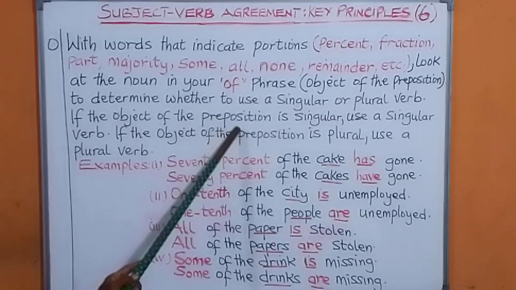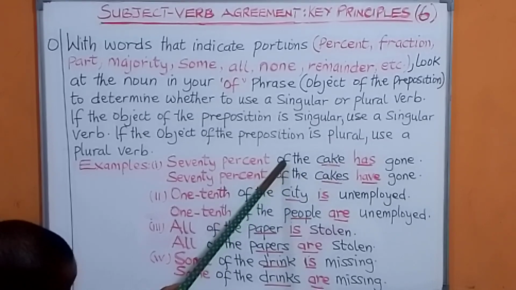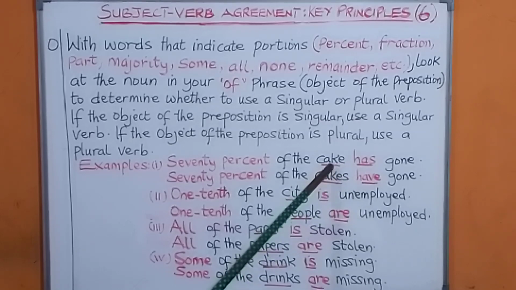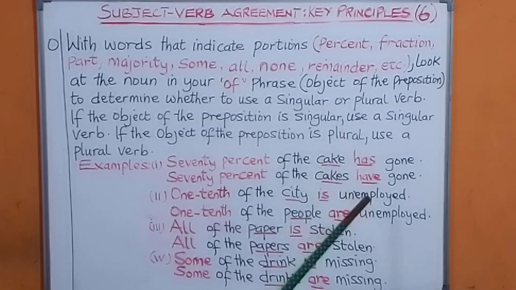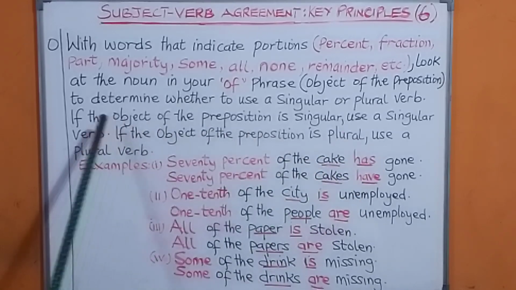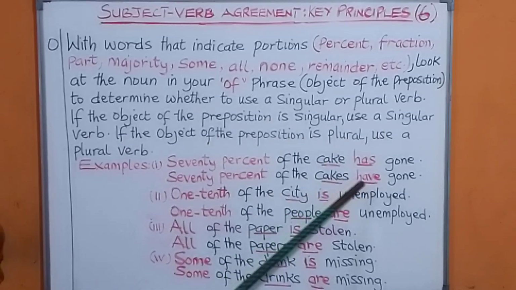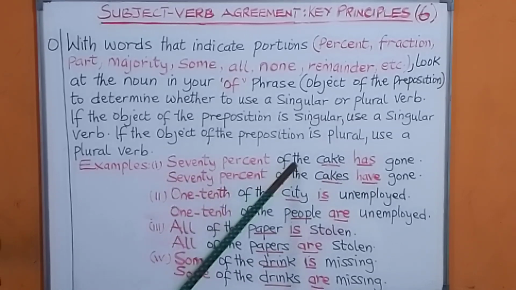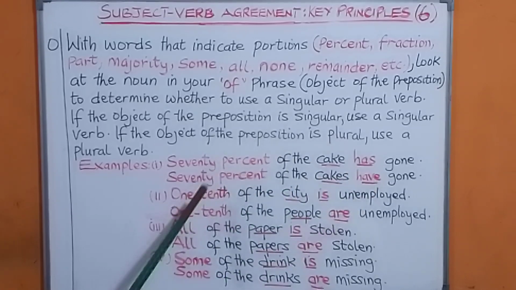If the object of the preposition is singular, use a singular verb. The object of this preposition, cake, is singular, so we use has, singular verb, or is, or was, or comes. If the object of the preposition is plural, use a plural verb. Cakes have. 70% of the cake has. 70% of the cakes have.